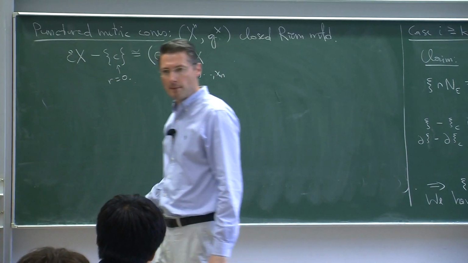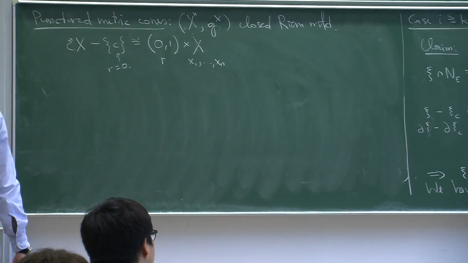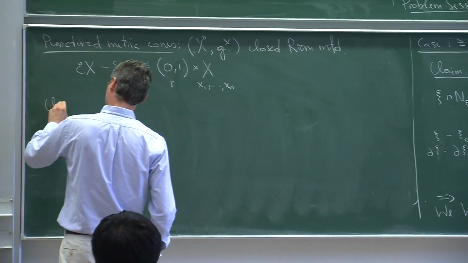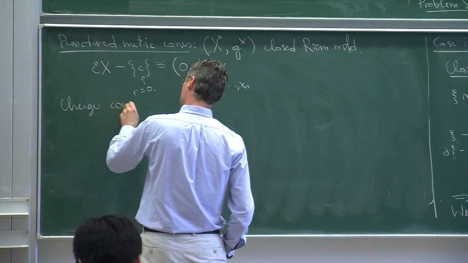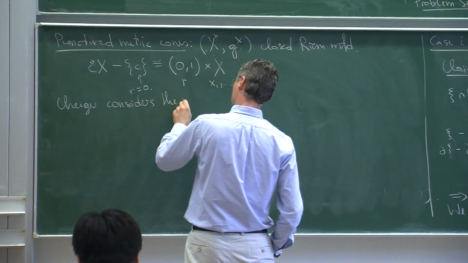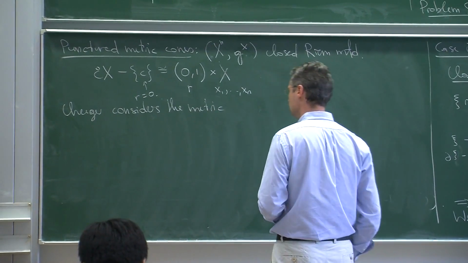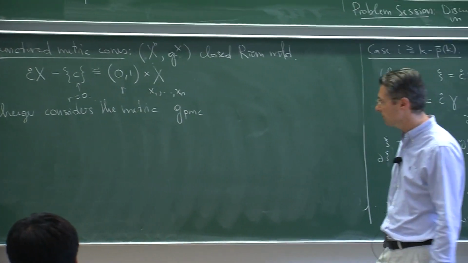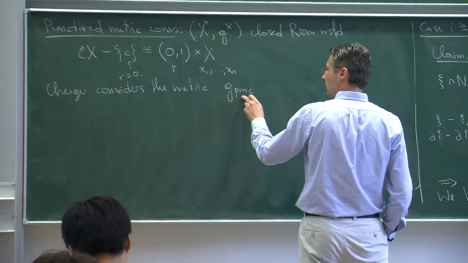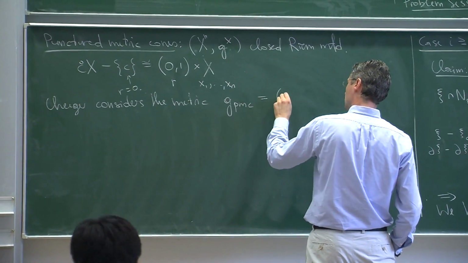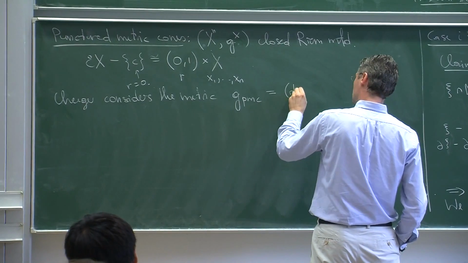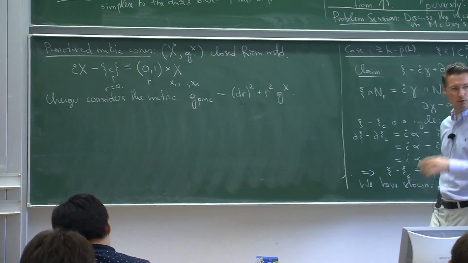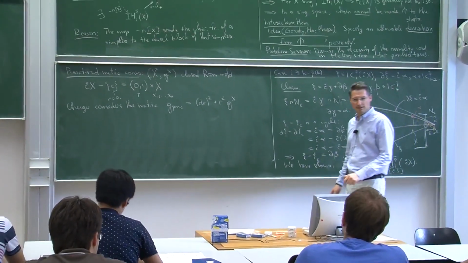Now what about the metric? Now we equip this with a certain kind of metric as follows. So Cheeger considers the metric, so I'll write PMC for punctured metric cone. The following metric on this space. You take dr squared plus r squared times the metric on X. Right? So it really looks like an actual cone the way you were used to.